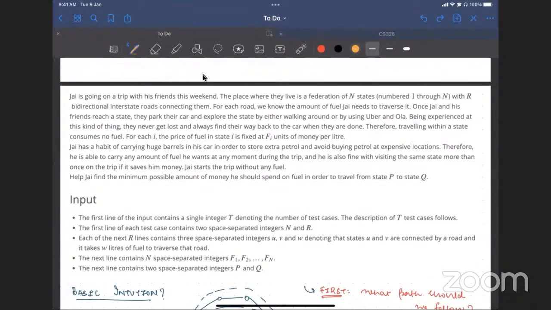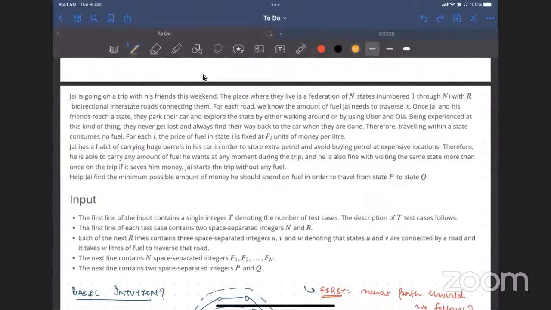So basically, the problem is that you have a person, and there are n states. There is a network of n states which are connected by bidirectional roads. If you are modeling this as a graph problem, there are n vertices, and the bidirectional roads are edges. Okay, let's talk about logistics later, maybe.